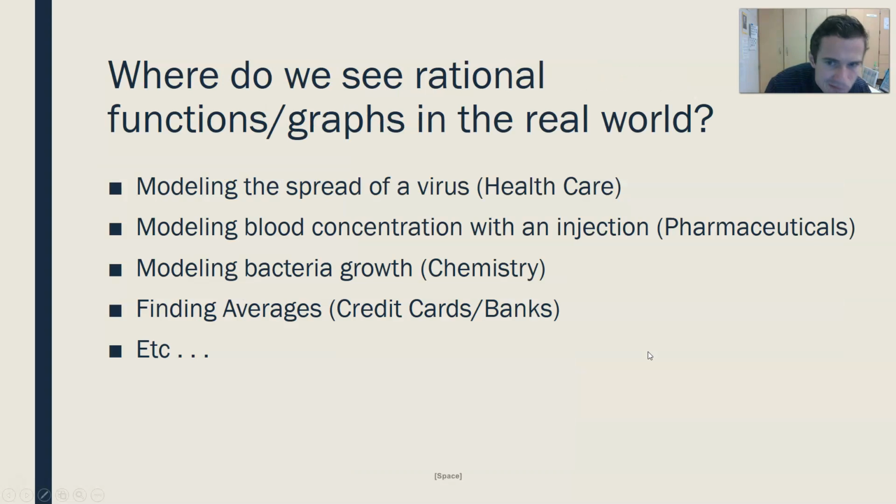So the question that I get asked all the time, Mr. Burrell, when are we ever going to see this? When are we ever going to use this? Well, here's just some of the examples where you see rational functions or rational graphs being used in the real world. I talked about some examples in Unit 5. I'm going to talk about some other examples here. And some of these we'll see very specific examples of.